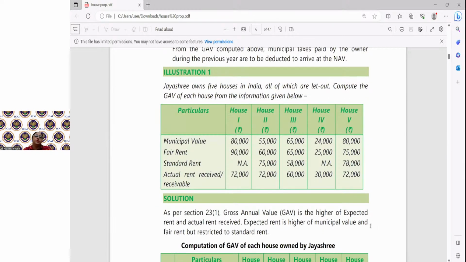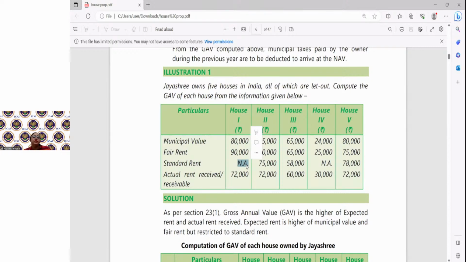अब इन सब केसेस में, let's see what would be the gross annual value. House 1 में, friends, municipal value is 80,000, fair rent is 90,000. Fair rent and municipal value में which is higher? 90. Compare it with standard rent.